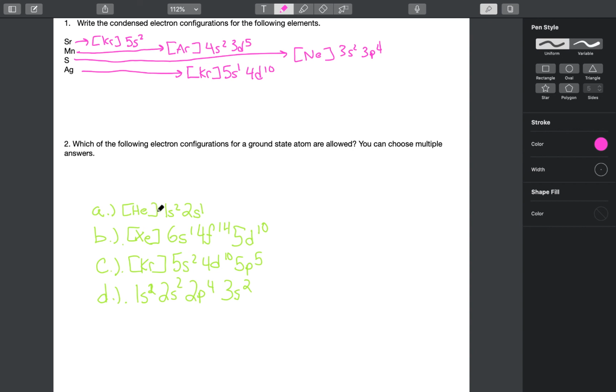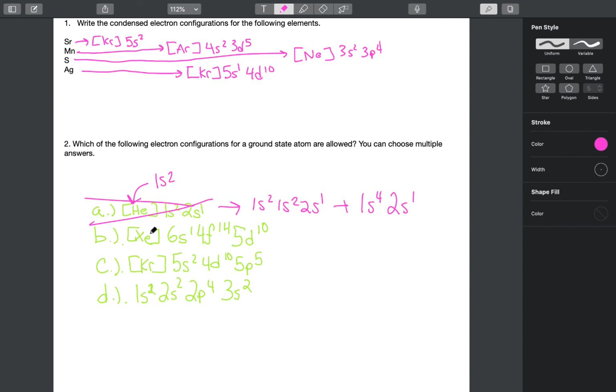The first one says that we have a helium noble gas core along with 1s2 and 2s1 outer shell electrons. However, what's wrong with this choice? What is the configuration for helium? The configuration for helium is 1s2. So if we write this out, it's 1s2, 1s2, 2s1. If you simplify this, you're saying that there are 4 electrons in the 1s subshell and then 1 electron in the 2s subshell. So obviously this is wrong because you can only have 2 electrons in a particular orbital.